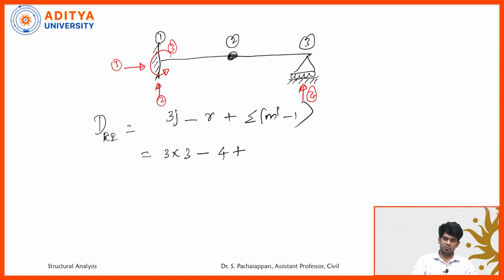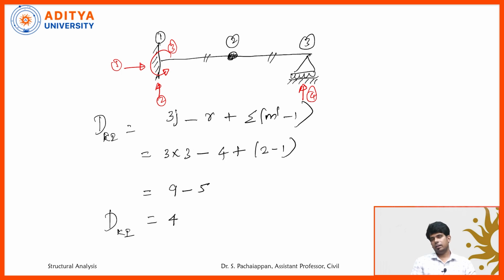Plus summation of (m dash minus 1). What is m dash here? The number of members connecting to the internal hinge. This is one member and this is another member. Totally 2 members are connecting, so this is 2 minus 1. So 3 times 3 we are going to get 9. And 4 plus 1 we will get 5. So 9 minus 5 will give 4 as the degree of kinematic indeterminacy.